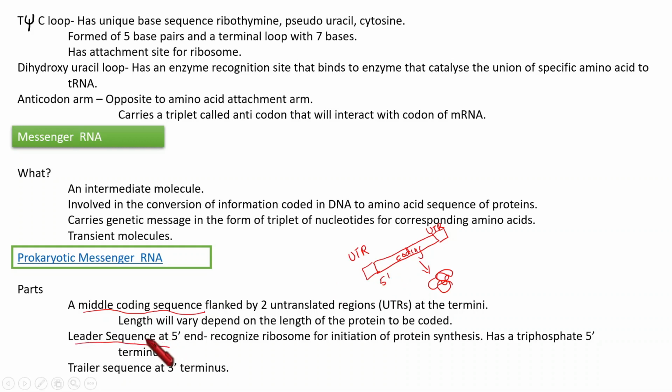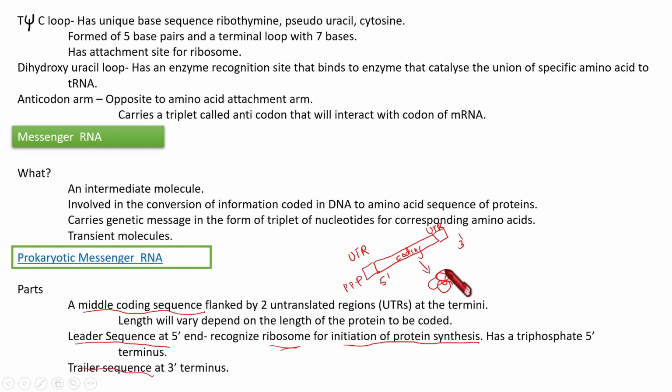What is the significance of this leader sequence? It helps the ribosome to recognize where to initiate protein synthesis. Also, this 5' end has a triphosphate terminus. That's the peculiarity. Then what is the name of the 3' end? The 3' end is called the trailer sequence, the trailer sequence at the 3' terminus.